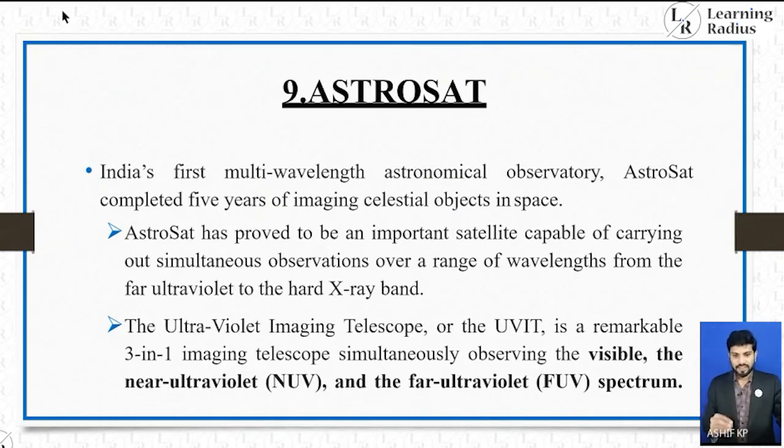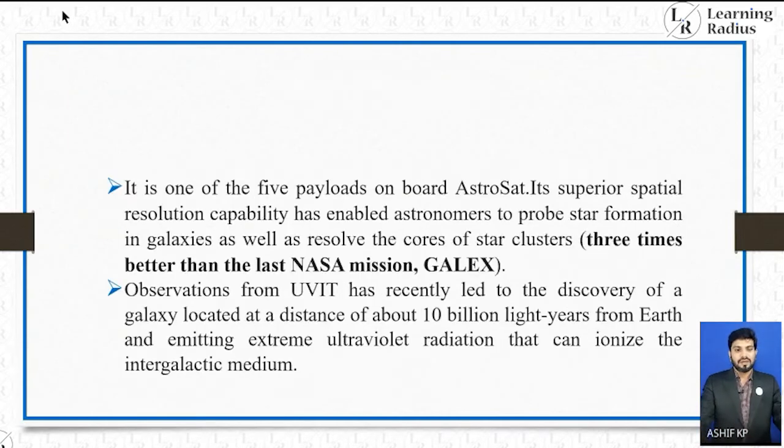The Ultraviolet Imaging Telescope, or the UVIT, is a remarkable 3-in-1 imaging telescope, simultaneously observing the visible, the near ultraviolet, and the far ultraviolet spectrum. It is one of the 5 payloads on board Astrosat. Its superior spatial resolution capability has enabled astronomers to probe star formation in galaxies as well as resolve the core of star clusters 3 times better than the last NASA mission, GALEX.